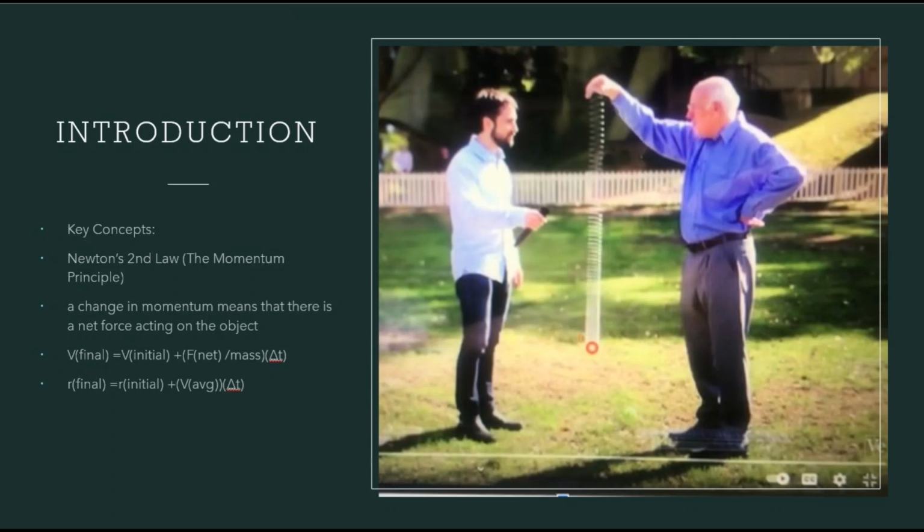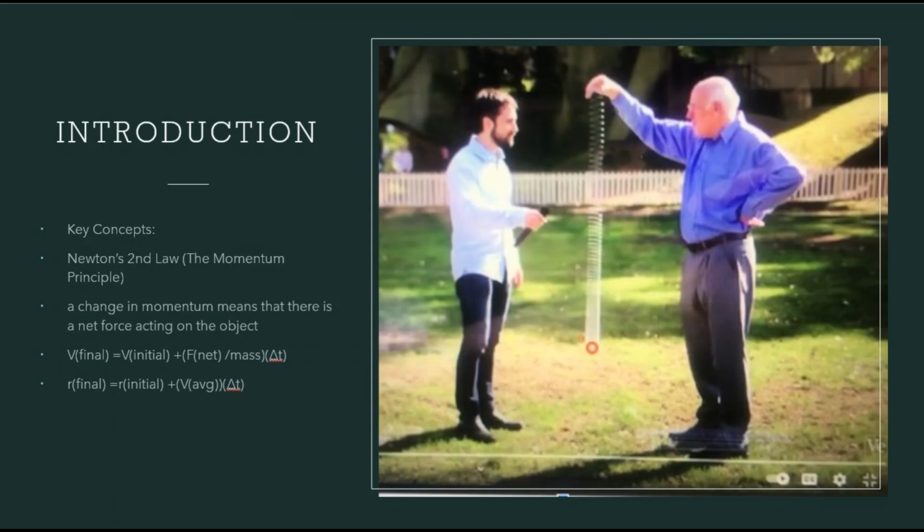This law states that a change in momentum means that there is a net force acting on the object. In the case of the falling slinky, we observe the slinky falling downwards from rest, which signifies a change in momentum and therefore the force of gravity acting on it.